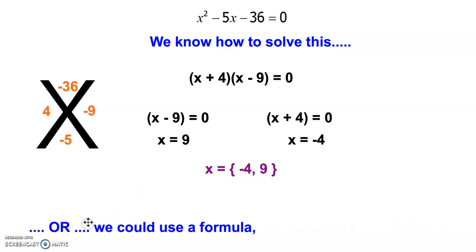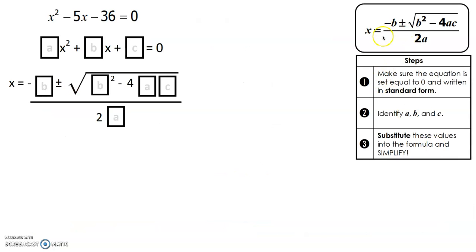Or we could use a formula called the quadratic formula. The quadratic formula is here. Our x values are equal to negative b plus or minus the square root of b squared minus 4ac all over 2a. This formula is used to find the solutions of any quadratic equation. So this formula is always an option to be able to solve.